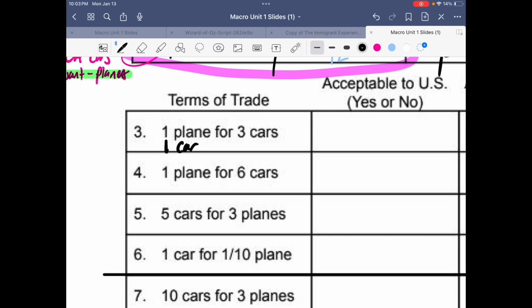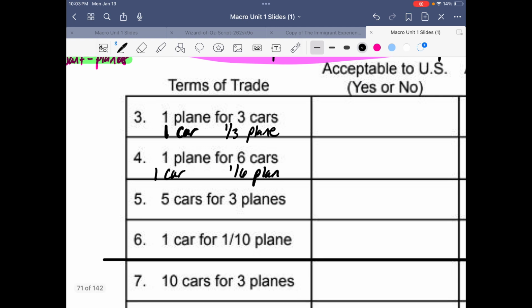And it's going to be the opposite, 1/3 of a plane. So I'm going to go ahead and do that for all these real quick. 1 plane for 6 cars would be 1 car for 1/6 of a plane. This one's going to be mean. I'll show you how to do that in a second.